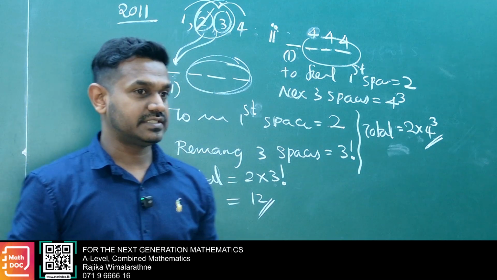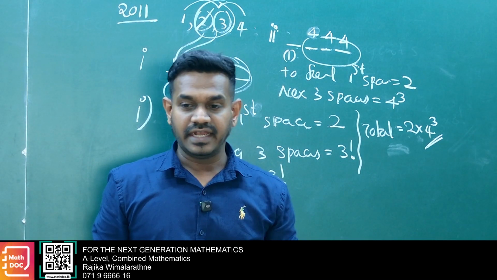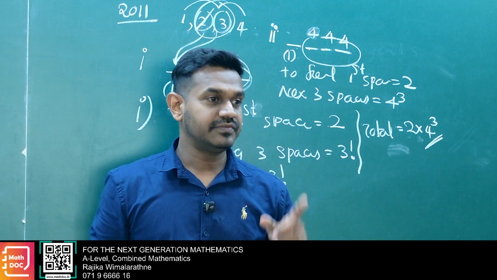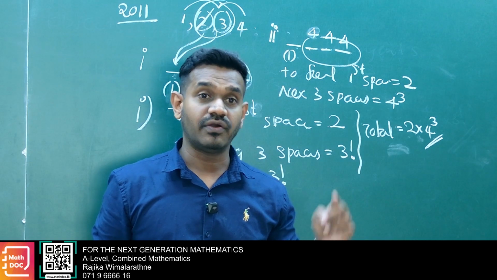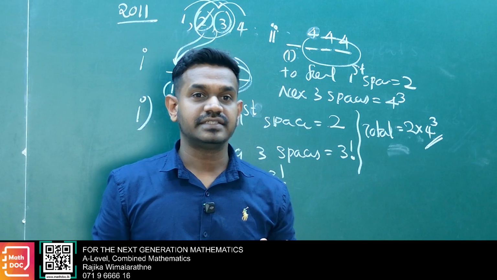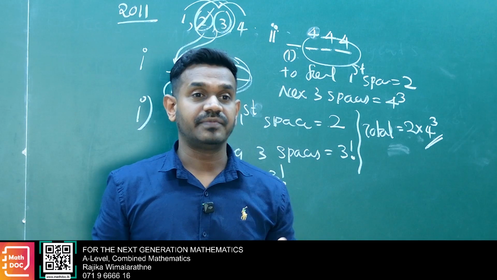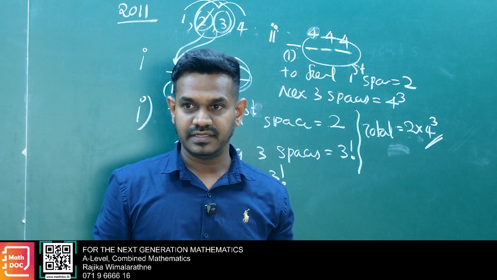In permutations, theorem number 1: n distinct objects, line arrangement without repetition, taking all at once, n factorial ways. Theorem number 2: n distinct objects, line arrangement taking all at once with repetition, n to the power n.